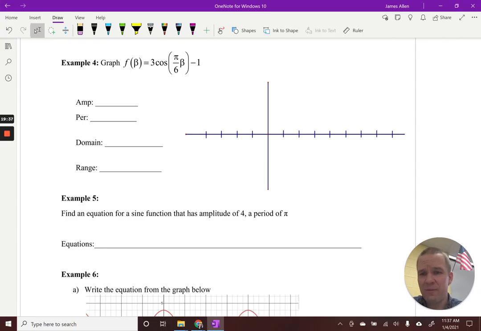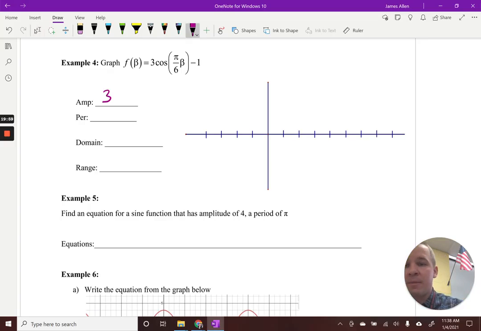All right, we have a graph f of beta equals 3 cosine pi over 6 beta minus 1. So again, random variable change, right? Sometimes it's theta, sometimes it's beta, sometimes it's x, whatever. It's a variable, so we use different variables all the time. Well, let's see, our amplitude. Amplitude is going to be 3.